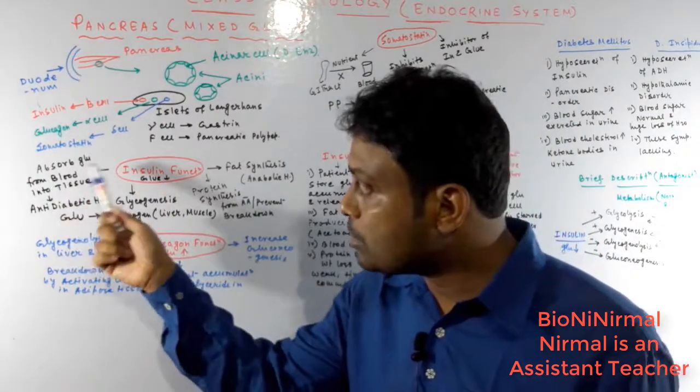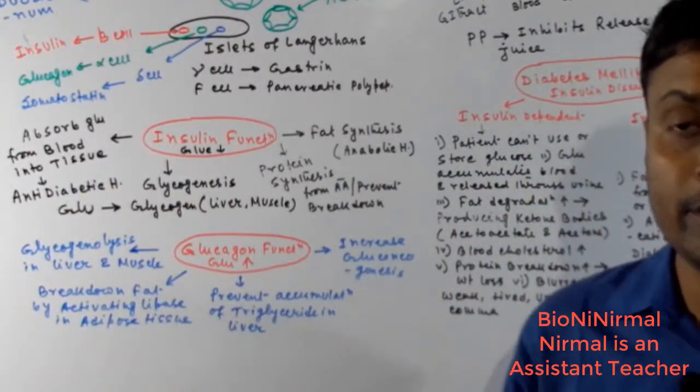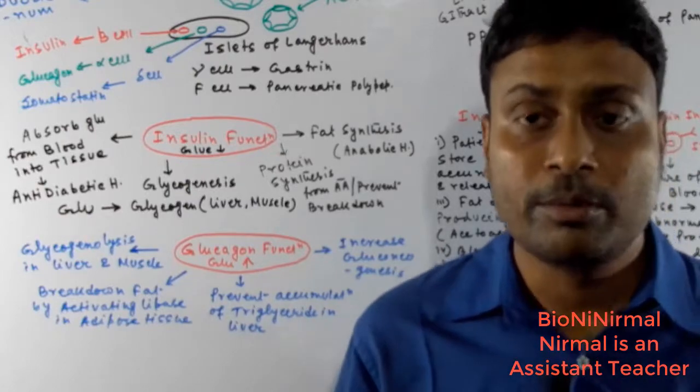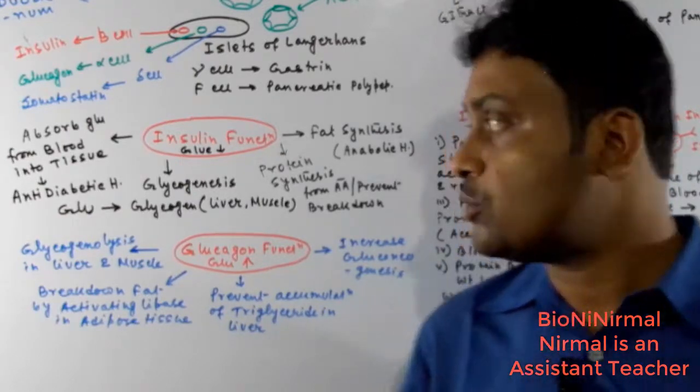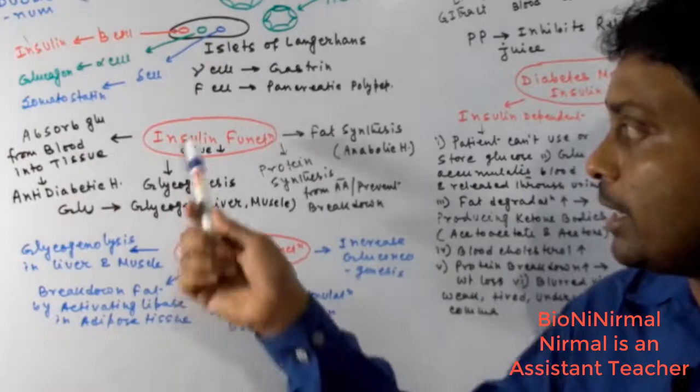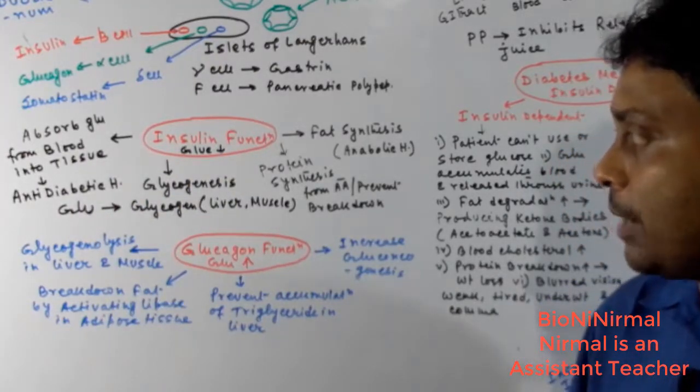Actually, insulin moves glucose from the blood into the tissues. In the blood there is glucose, and this glucose enters into the tissues by the action of insulin, and so insulin is called the anti-diabetic hormone.